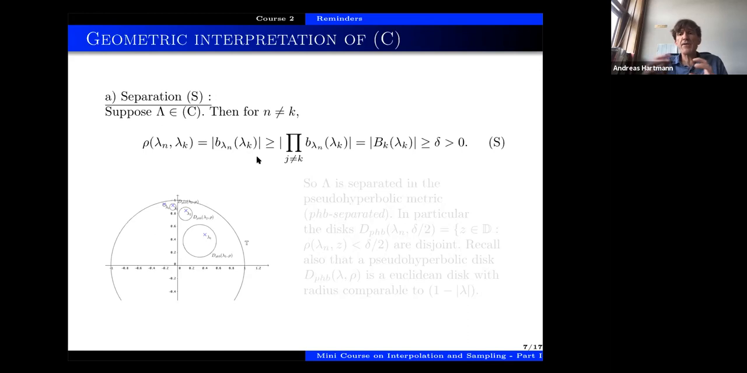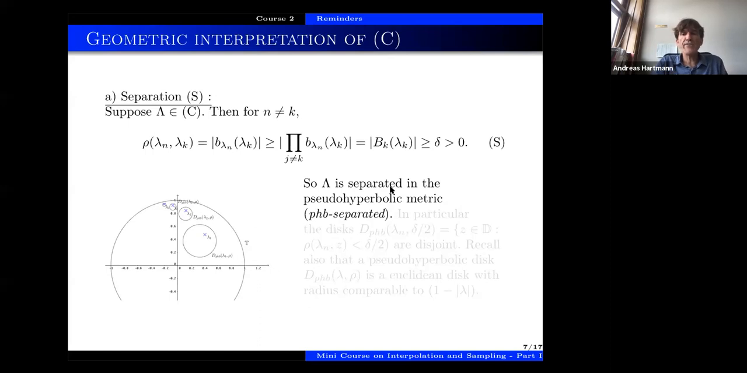And now if I multiply more Blaschke elementary factors, then I will make this smaller because they are all of modulus less than 1. So I make the product smaller if I multiply with other factors which are smaller than 1. And at the end of the day, I will exactly obtain the Blaschke product vanishing on lambda without lambda k. And I compute this in lambda k. And according to my Carlson condition, this is bounded from below by a constant which is bounded away from 0. Okay, so this means my sequence is separated in the pseudo-hyperbolic metric.